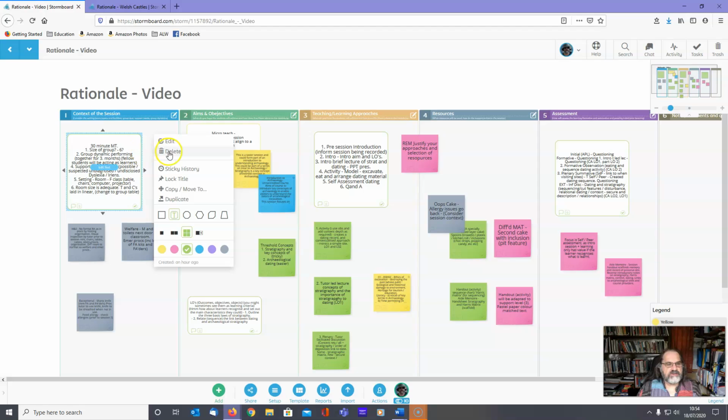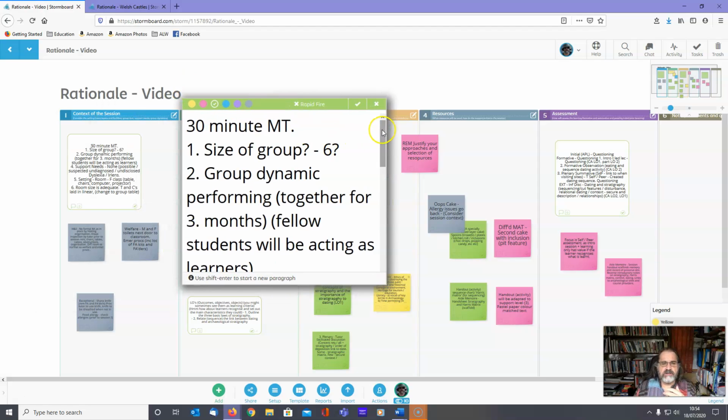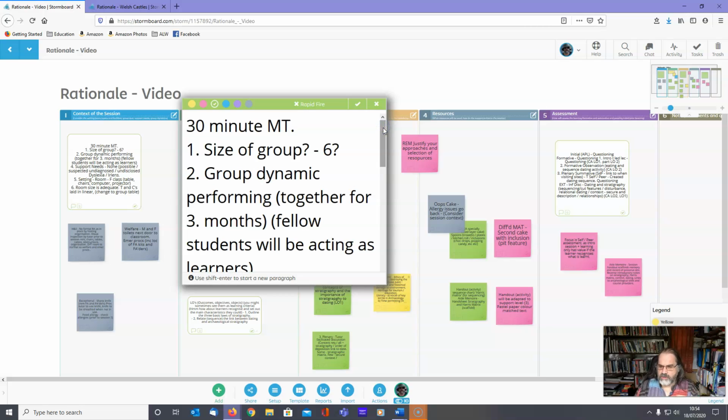So here we go, context of the session. I've got a 30-minute micro-teach. Sometimes you might have more, you might have less. But obviously the time will limit what you can or cannot do. It's a limiting factor. So if you've got a topic that's too big, you might just have to do a part of it. I'd suggest, if in doubt, talk to your tutor before you deliver.